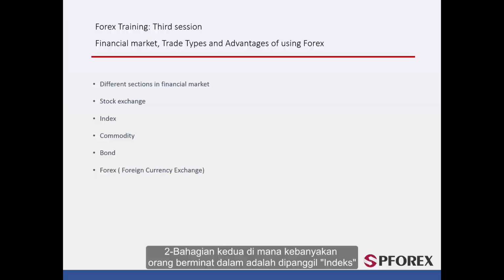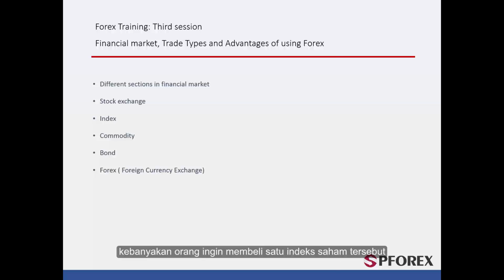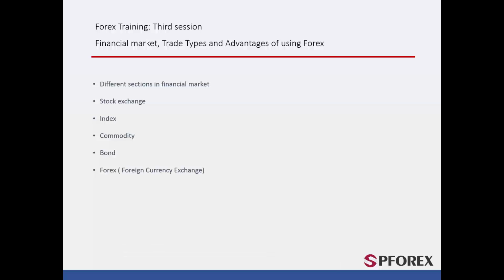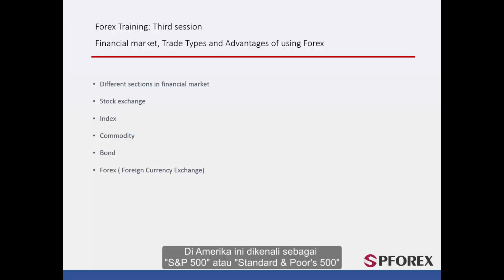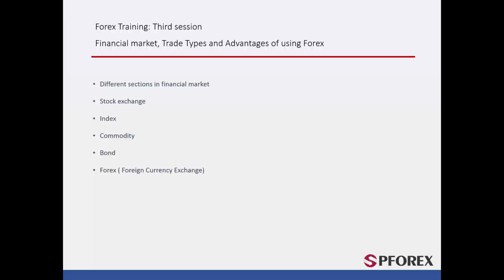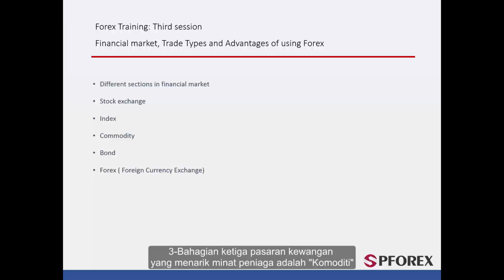The second section, which most people show interest in, is called an index. This is where, instead of buying a single share of a company, many people intend to buy an index of that share. These can be traded internationally. In America, these are known as the S&P 500 or the Standard & Poor's 500, and in Germany they are known as DAX, Deutscher Aktienindex.